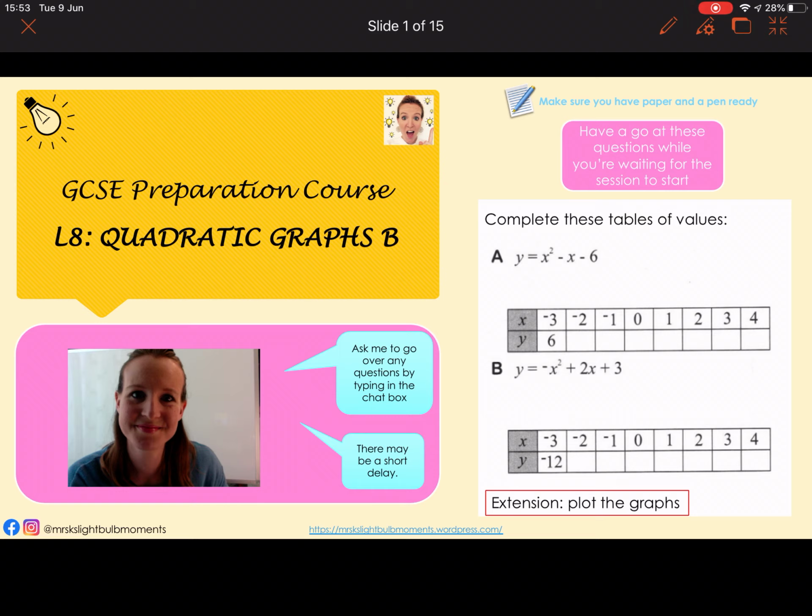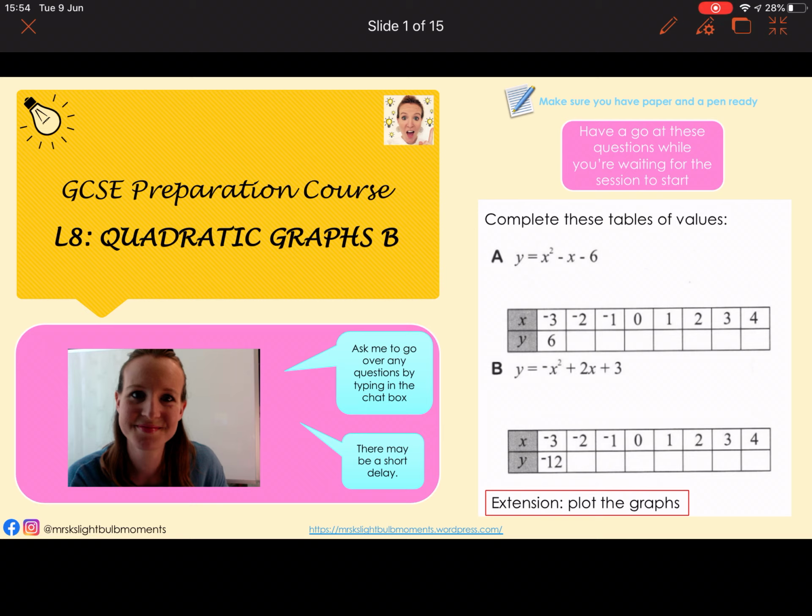This is lesson 8 in my GCSE preparation course series, designed to help those in year 10 prepare better for year 11 next year, especially in the current situation where you've been missing real lessons. So we're going to continue with our work on quadratic graphs today, and we're going to pull together everything we've been doing with quadratics and tackle some of the slightly different questions that can arise talking about quadratic graphs.